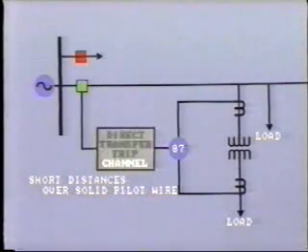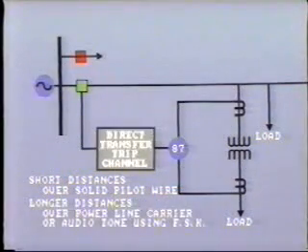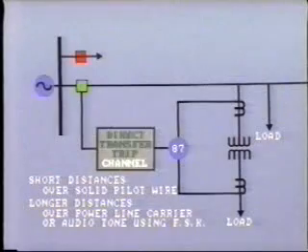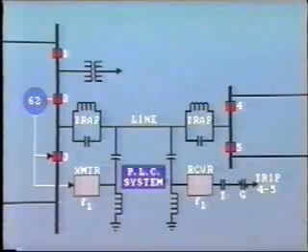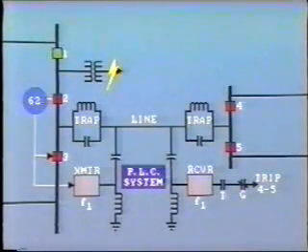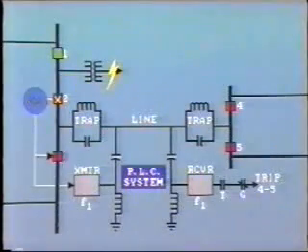For short distances, the tripping signal would probably be DC over a solid pilot wire. For longer distances, PLC or audio tone systems are generally employed using FSK. Another application of direct transfer tripping is for protection against breaker failure, as shown here. Let us assume a relatively low-level fault on feed number 1. Breaker 1 trips correctly, but breaker 2 fails to open due to a mechanical problem. When the breaker failure relay 62 operates, it initiates tripping of breaker 3.